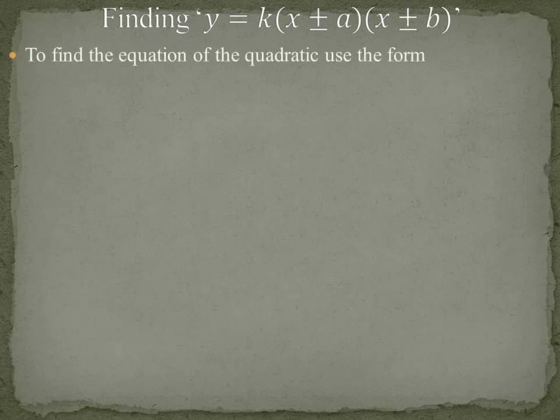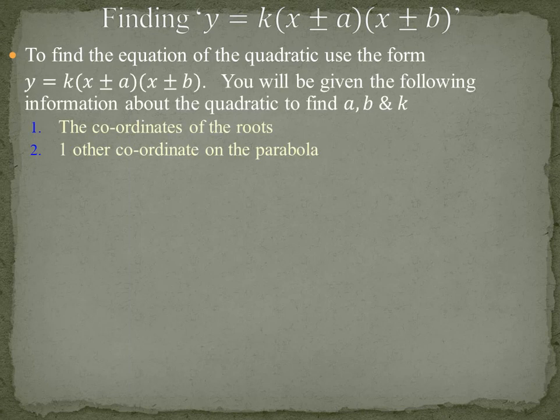So you can be asked to find the equation of the quadratic using the form y equals k bracket x plus or minus a, bracket x plus or minus b. So factorized form with a constant outside. If the question came up, it's likely they will give you that and tell you to find the values for k, a, and b. To do that, you'll be given the following information. You'll be told the coordinates of the roots. You have to be. There's no other way of doing it. And you'll be given one other coordinate on the parabola that is not a root.